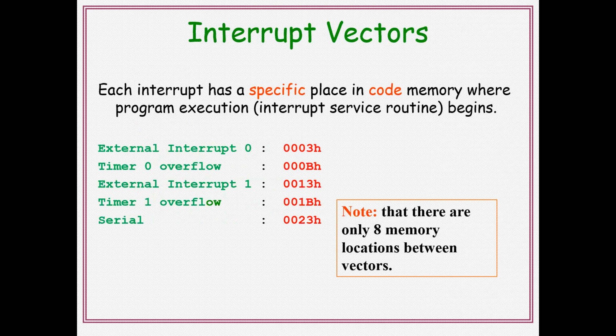And next is timer 0 overflow. Timer 0 overflow starts at 000BH, plus 8 locations, up to 12H, reserved for timer 0 overflow. External interrupt 1: the starting address is 0013H and the ending address is 1AH.